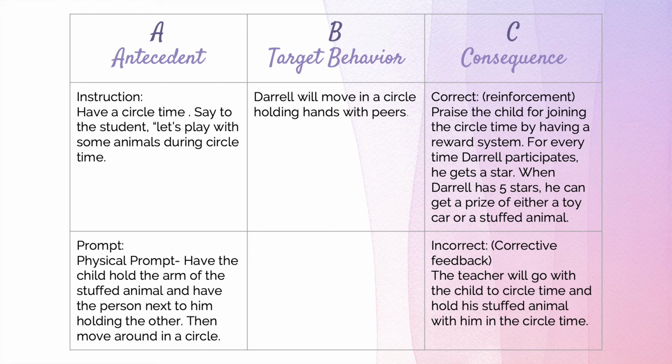The incorrect method of consequence would be corrective feedback, and this would be where the teacher would go with the child to circle time and hold his stuffed animal with him in circle time.